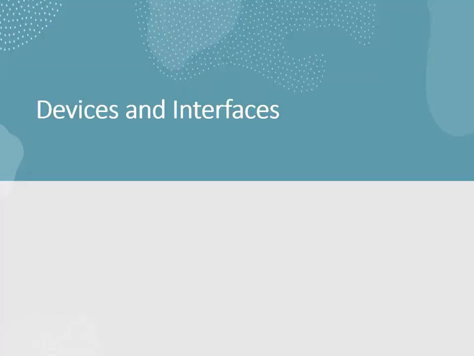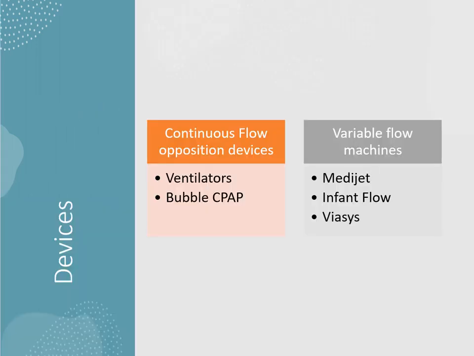Now let us see what devices and interfaces we have to use CPAP in the NICU. There are two kinds of devices. One is called continuous flow devices, and the other is called variable flow machines. In the continuous flow, you have ventilators which deliver CPAP, and the bubble CPAP machine, which we are all very used to in our NICUs. The variable flow machines, like the Infant Flow, the Viasys, Medijet, are more used abroad. They're actually supposed to be better than the continuous flow in many ways.